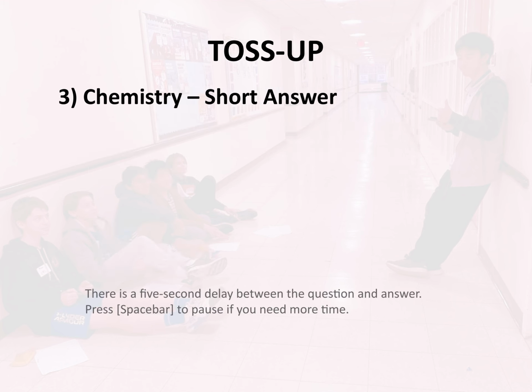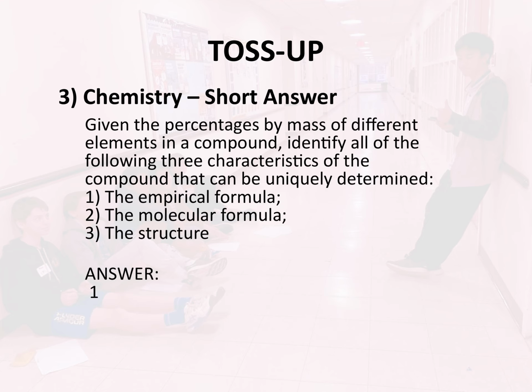Toss-up 3. Chemistry, short answer. Given the percentages by mass of different elements in a compound, identify all of the following 3 characteristics of the compound that can be uniquely determined. 1. The empirical formula. 2. The molecular formula. 3. The structure. Answer: 1.